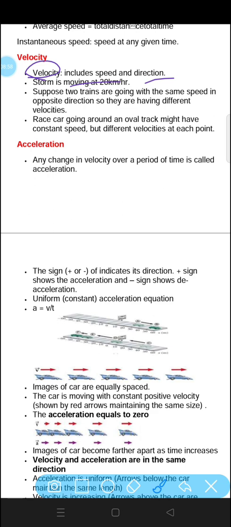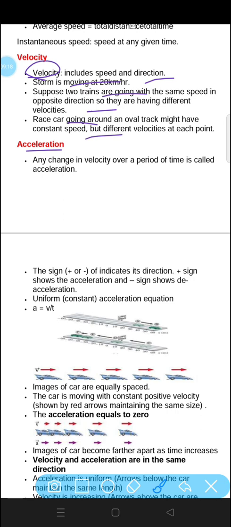A storm is moving at 20 km per hour. Suppose two trains are going with the same speed in opposite directions, so they have different velocities. A race car going around an oval track might have constant speed but different velocities at each point. Speed could be the same but velocities will be different.